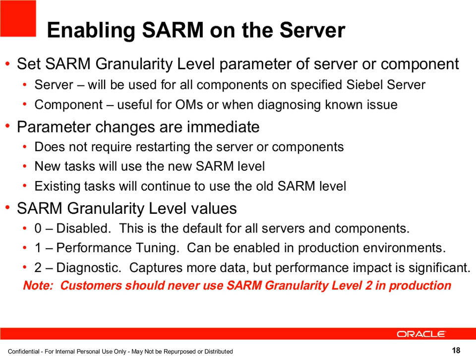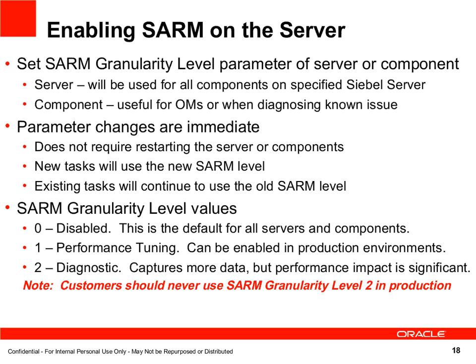And in fact, the performance impact for SARM granularity level of 1 is less than a 5% hit on your performance across the board. And so in a lot of cases, we may actually recommend that you gather kind of a baseline of that SARM data by setting this to 1, even in a production environment, but not to 2. The performance impact for SARM granularity level of 2 is significant and could really cause more problems than you're solving.